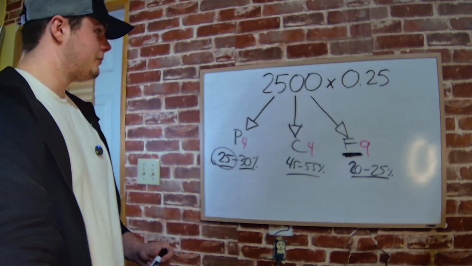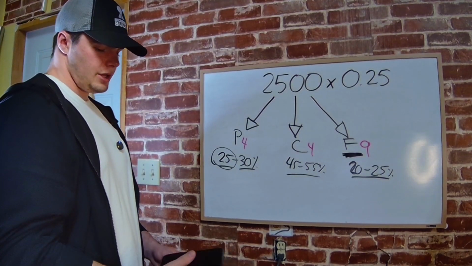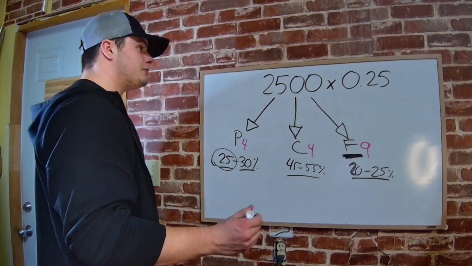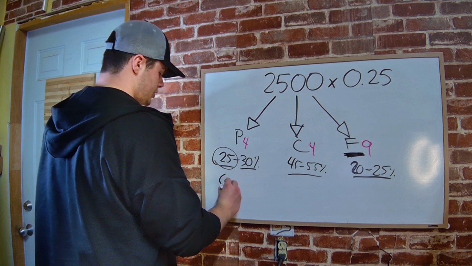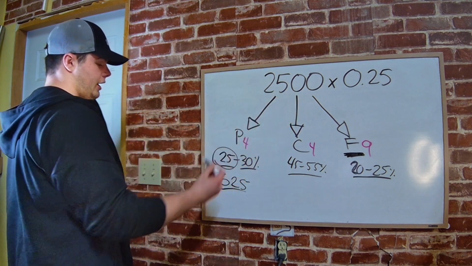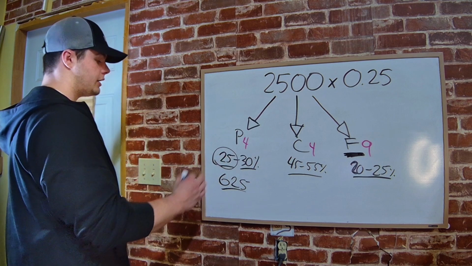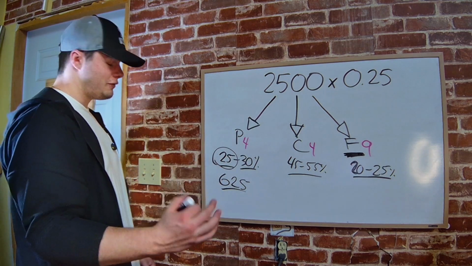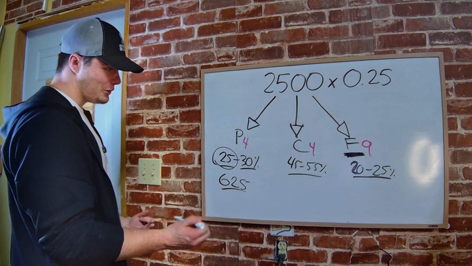I need a calculator. Actually, you know what? No, I don't. We'll do it live. 625. 625 calories of our 2,500 calories are coming from protein. And so do we have 625 grams of protein per day? No, that's not how it works.